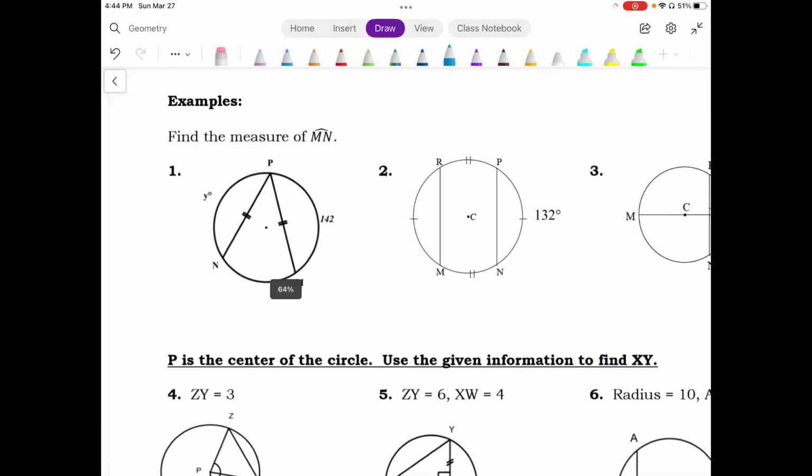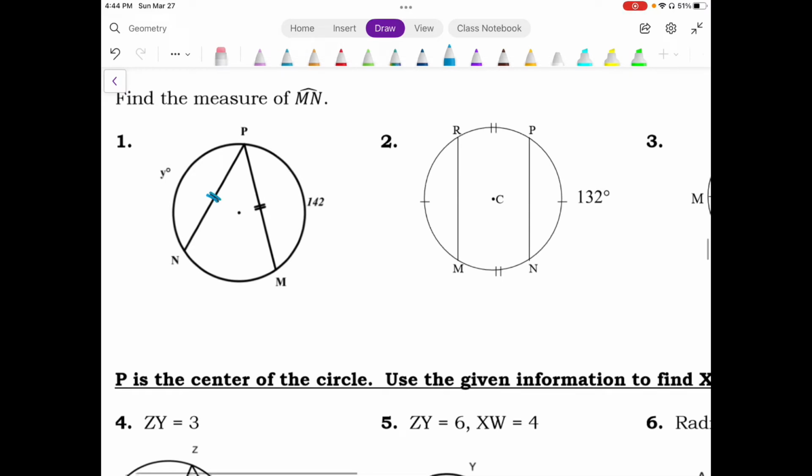Number 1, we have two chords that are the same measure, as you can see with the two lines. Since we have two chords that are the same measure, then their two arcs are also the same measure. So if we want to find the measure of MN, that's going to be this arc right here. First thing I'm going to need to do is find Y. Well, those two arcs are going to be the same. So if this arc is 142, then this arc is 142. And this is in degrees, by the way.